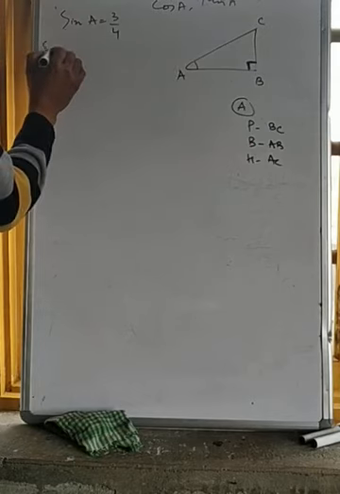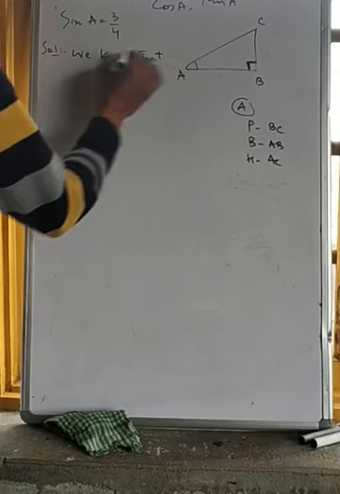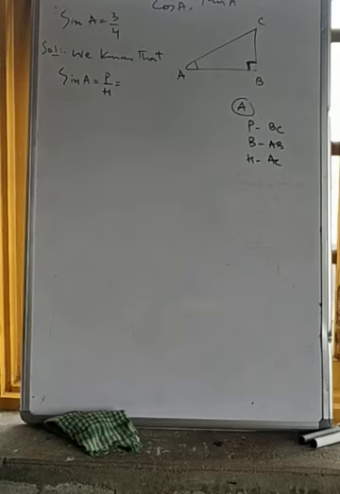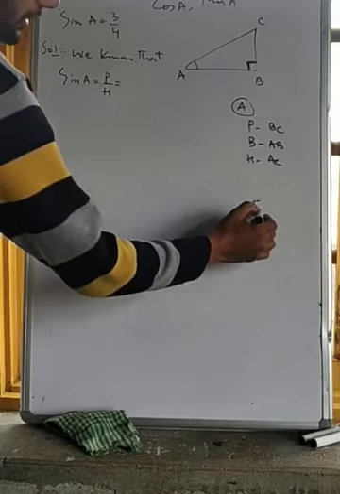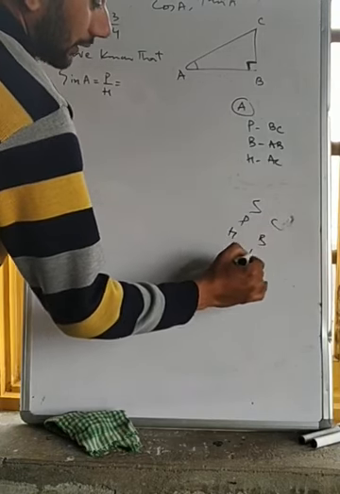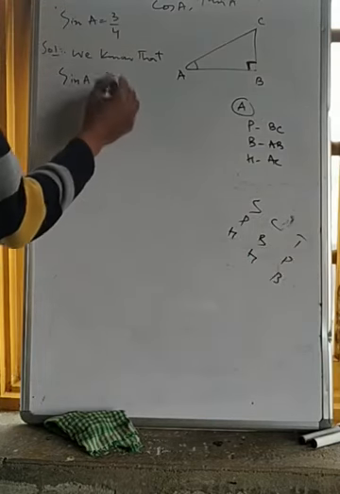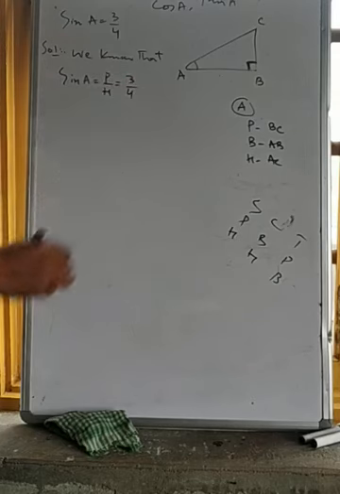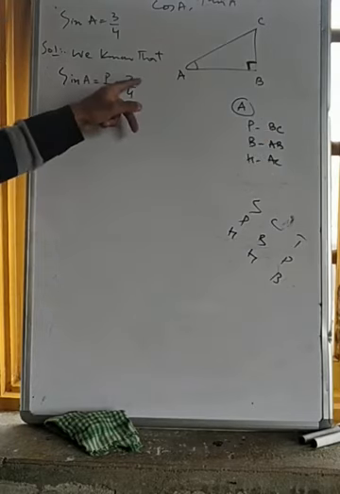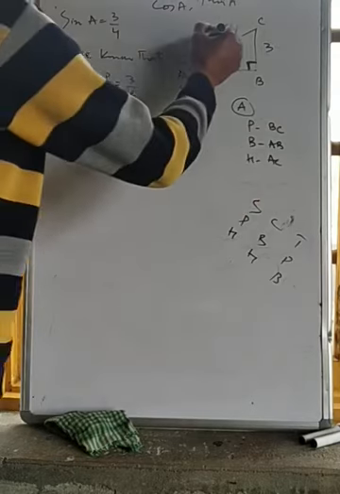We know that sin A is equal to perpendicular divided by hypotenuse. Sin is equal to perpendicular divided by hypotenuse. So here perpendicular is equal to 3 and hypotenuse is equal to 4. And we have kept it updated before. P is equal to BC, so BC is equal to 3. And hypotenuse is AC, and AC is equal to 4.